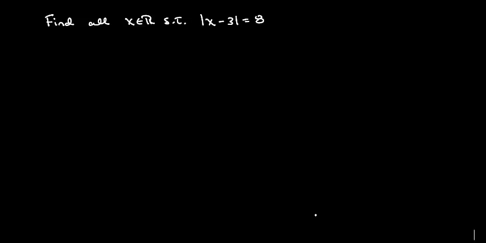For this problem, we need to find all x's, any real numbers, such that the absolute value of x minus 3 is equal to 8. Now, here's where not memorizing a formula, but remembering what we're actually looking for and what absolute value means will make this problem significantly easier for you than trying to remember the formulas that you used to do when you're maybe working in, I don't know, algebra 1 or 2 in high school.